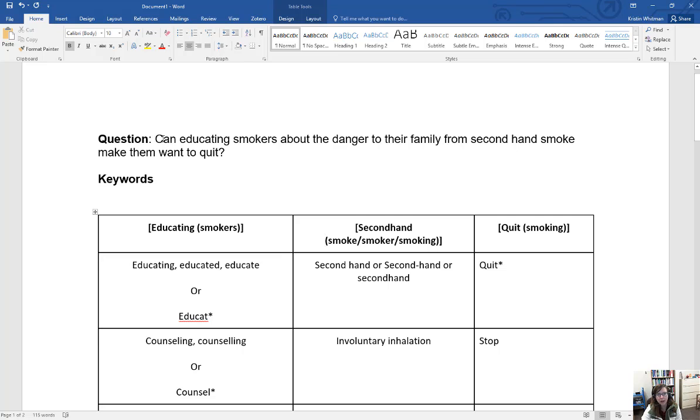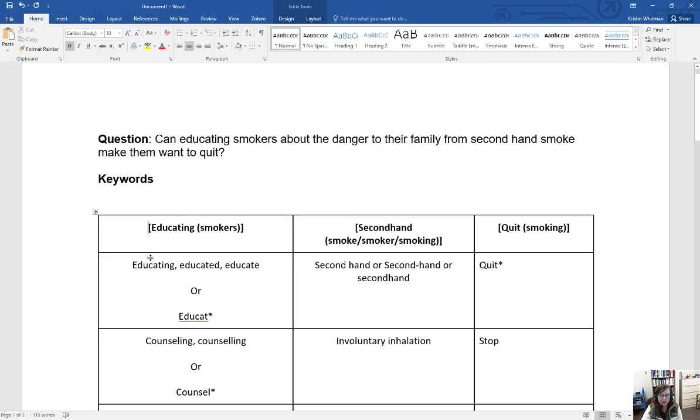So I put the question at the top of the page, and today I'm working with, can educating smokers about the danger to their family from secondhand smoke make them want to quit? And so the first thing I do is put a big table together where I put one concept per column, and then I write down every synonym or related concept I can think of, one in each box. So my first concept is educating smokers. I put that here. The word smoker is going to appear a lot in my search, so for right now I'm just focusing on the concept of educating here.